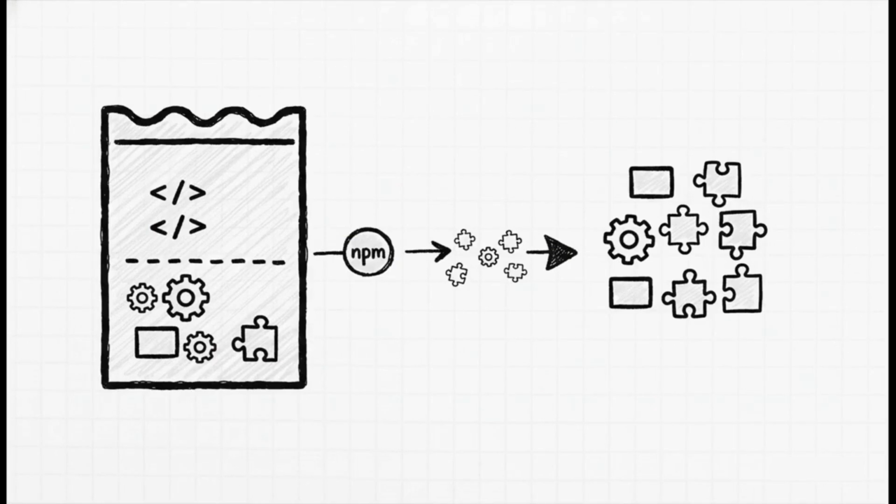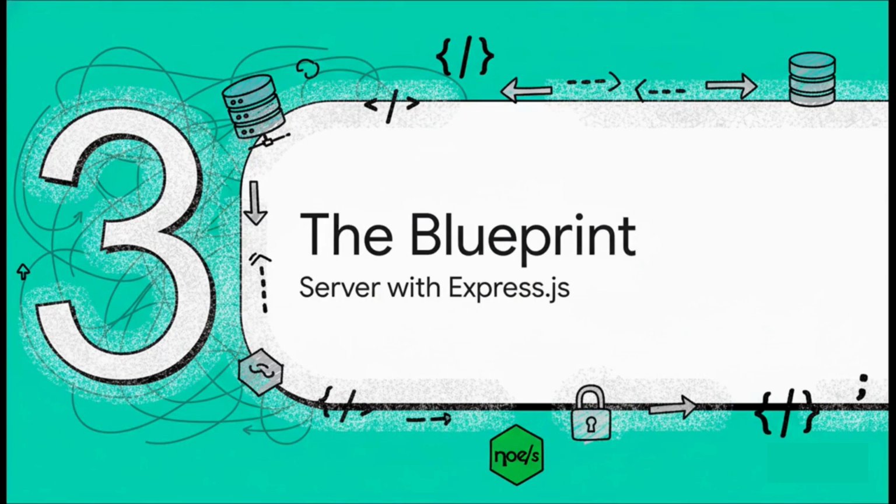It's all done through a file called package.json. You should really think of this as the recipe for your project. It lists all the third-party ingredients, all those NPM packages that your application needs to work. So when another developer joins your team, they just run one command, npm install, and npm reads this file and automatically downloads all the tools they need. It's fantastic.